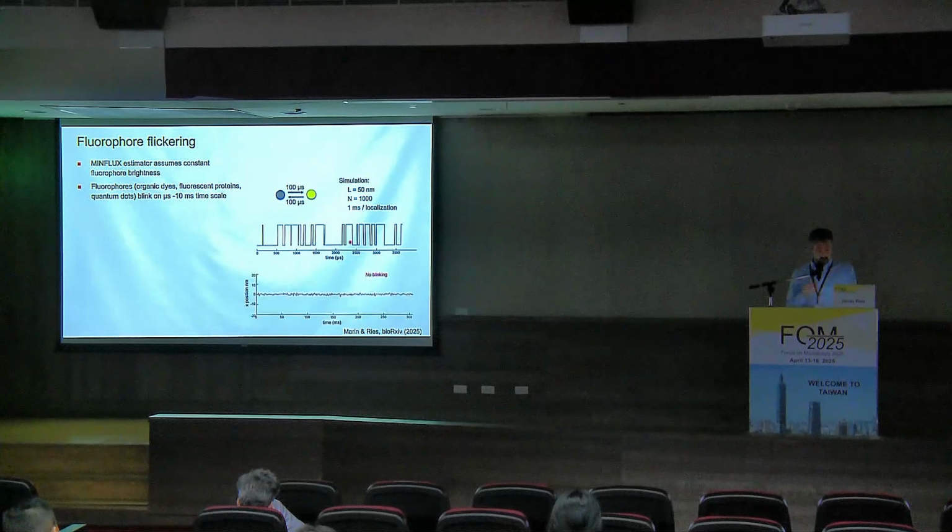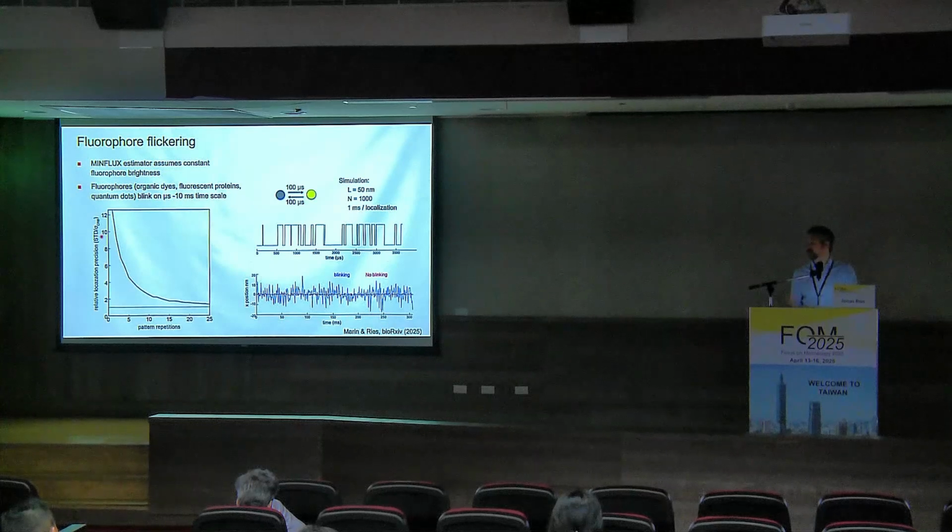millisecond. Without blinking, our MINFLUX experiments would result in a quite well-defined position with a small noise determined by the number of photons we detect. But as soon as we take this flickering into account, the errors get much worse. Indeed, they get 10 times worse than without flickering in the simulation.